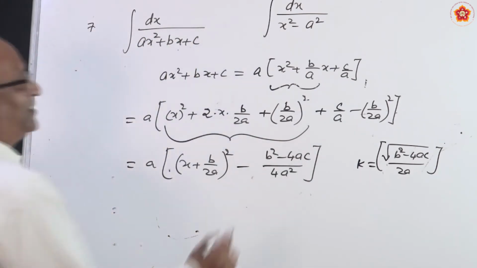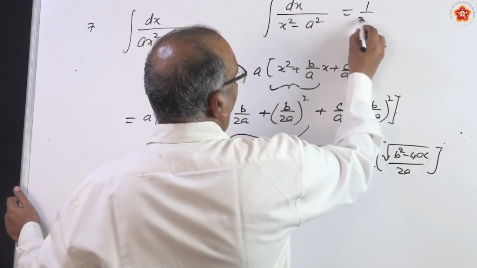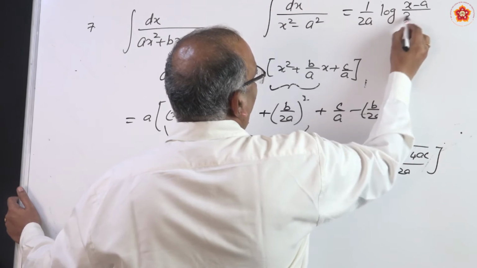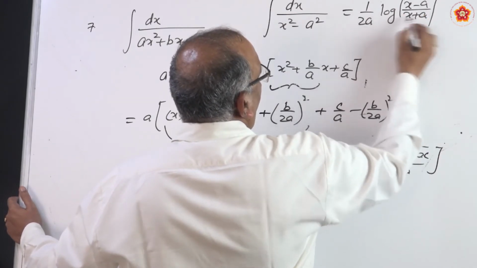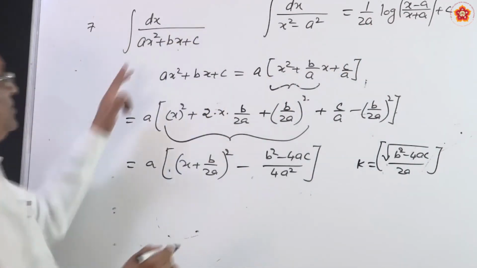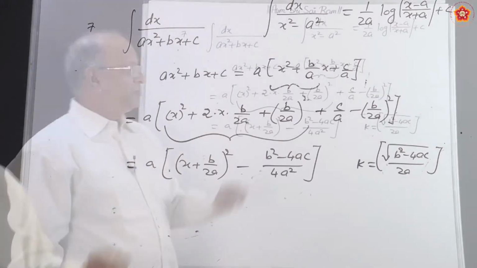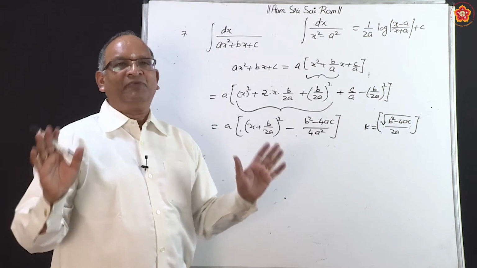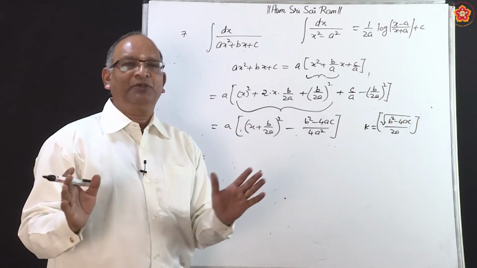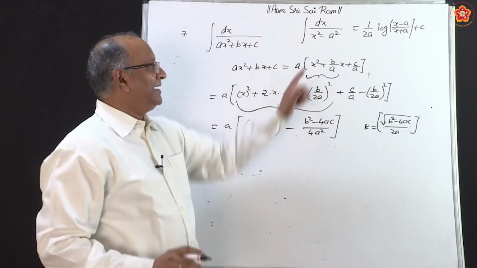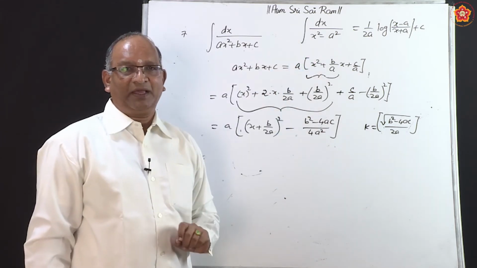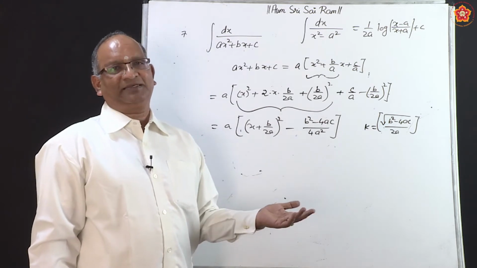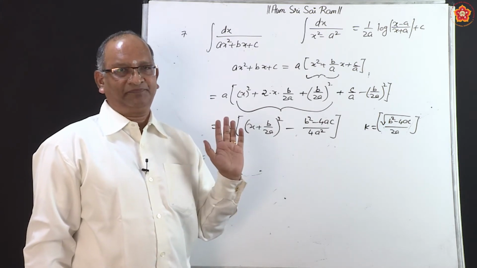What is the formula for this? It is 1 by 2a log of (x minus a) by (x plus a). And you will be able to integrate this function. So, if the problem comes like this, we do not have a new formula. We are only trying to convert them into known types, either 1 by x square minus a square, or a square minus x square, or a square plus x square, one of the 3 types.